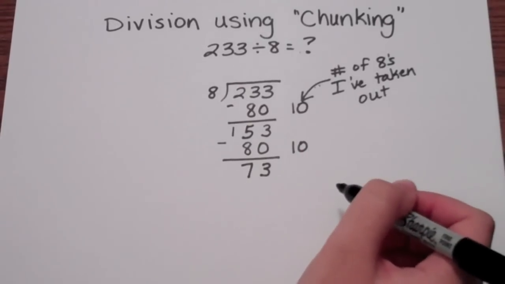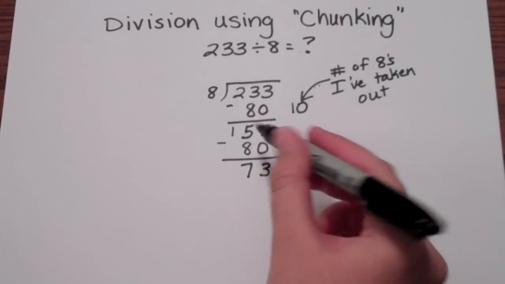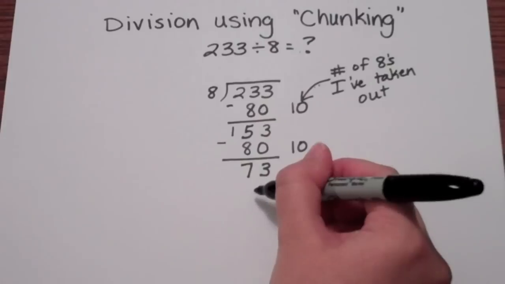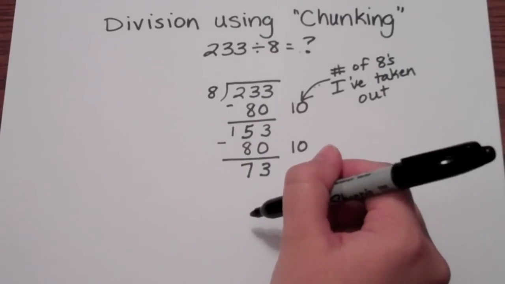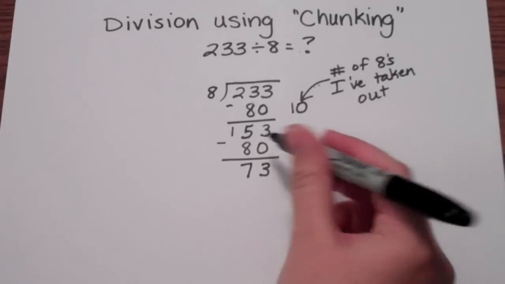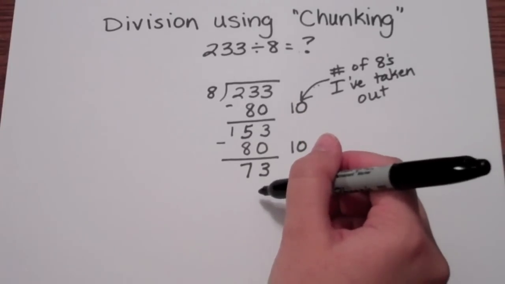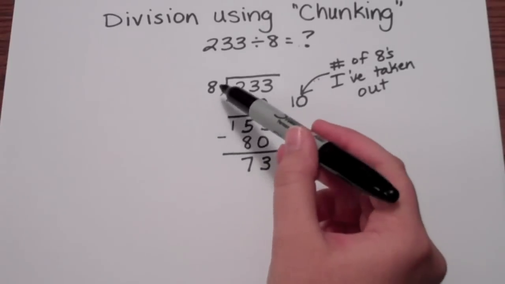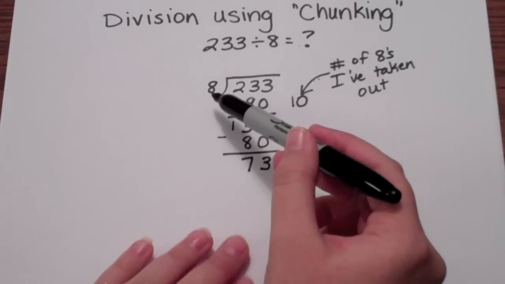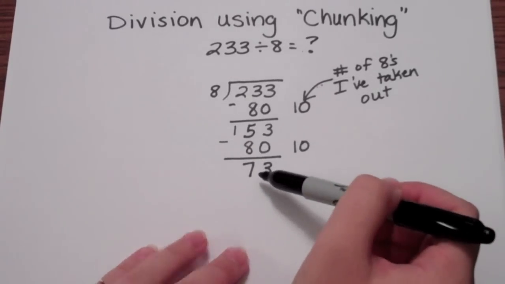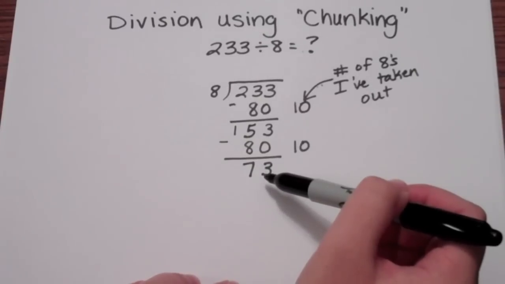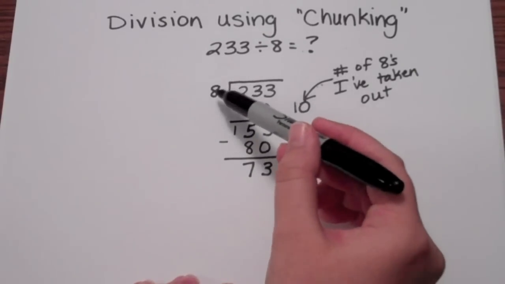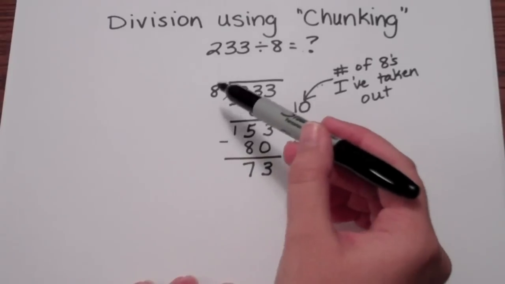So now what do I do? Because if I take out another 10 eighths, 80, that won't work. That's too much. I don't have 10 eighths left to take out. So now I need to go back to my multiplication facts, and I need to think. What can I multiply times 8 to get a product that's as close to 73 as possible, but doesn't go over 73? Well, I know that 8 times 9 is 72.